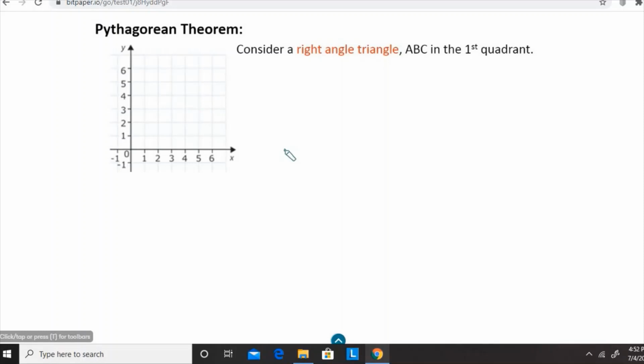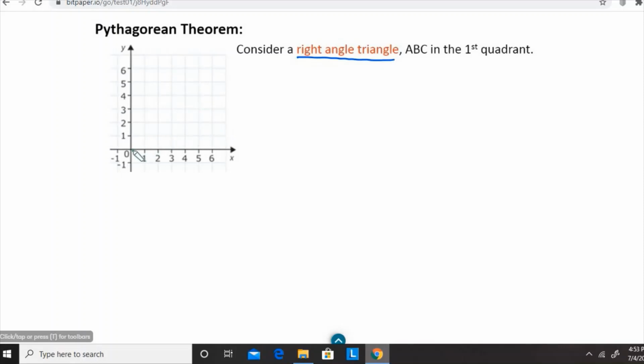In this section, we are going to talk about a very important theorem in math that is extensively used in physics. That's called the Pythagorean Theorem. So we need a right angle triangle to discuss the Pythagorean Theorem. And just for simplicity, I'm going to use a right angle triangle in the first quadrant.